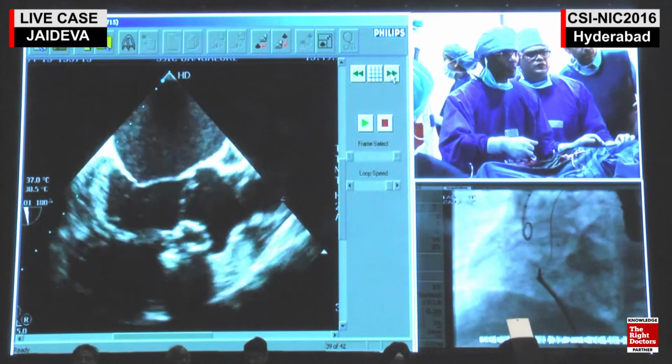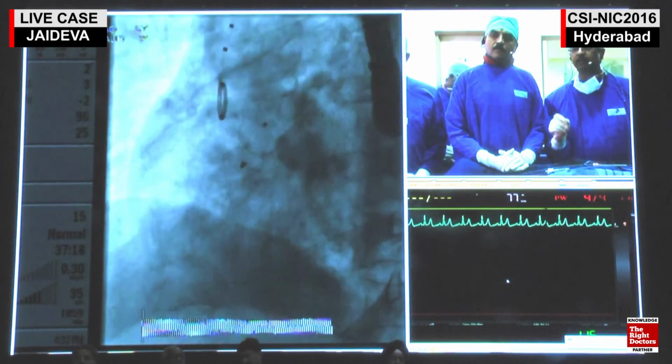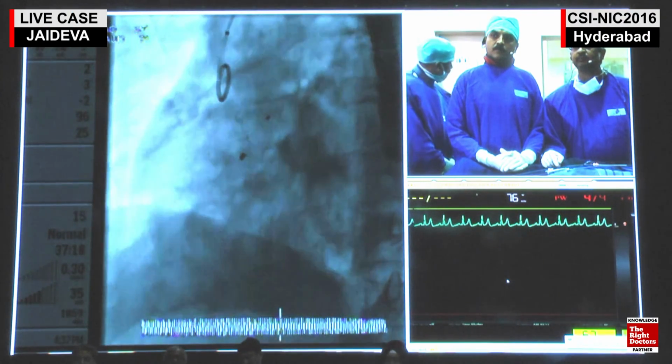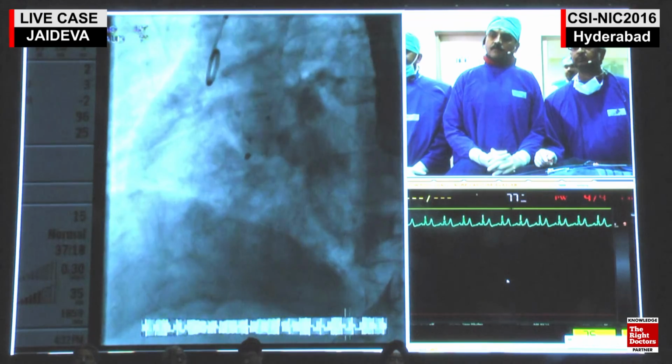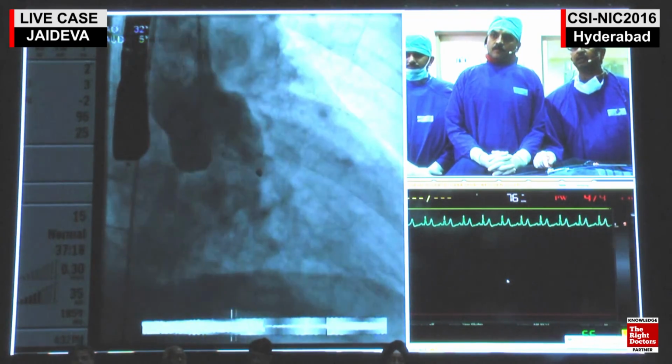Next. So go back to the fluoro. We were quite satisfied with the echocardiography. Then we released the device. Next. Yeah, this is the final angiography.